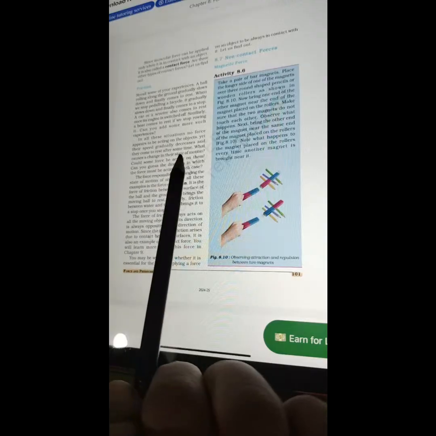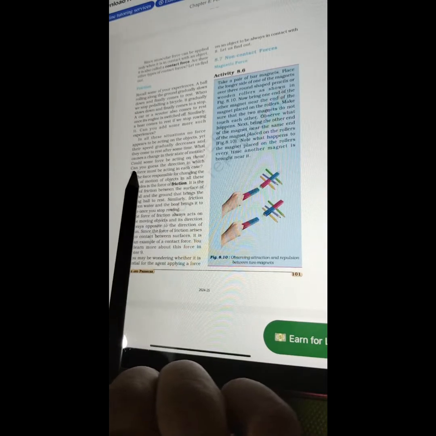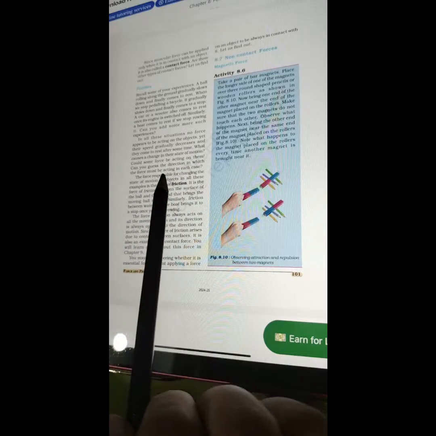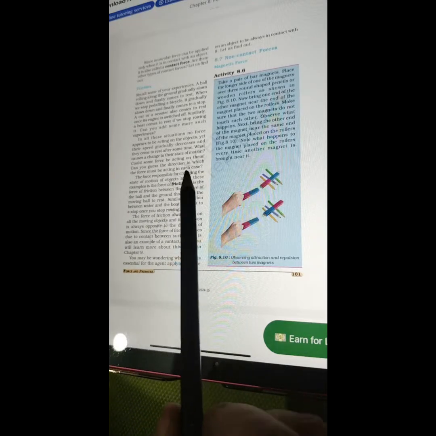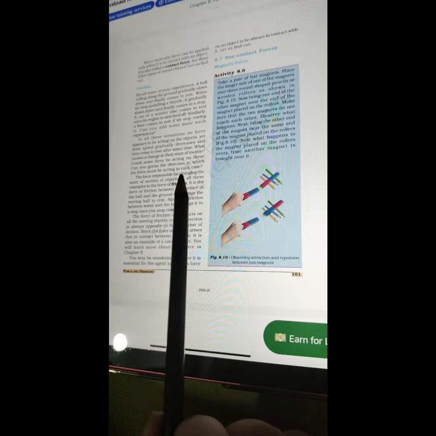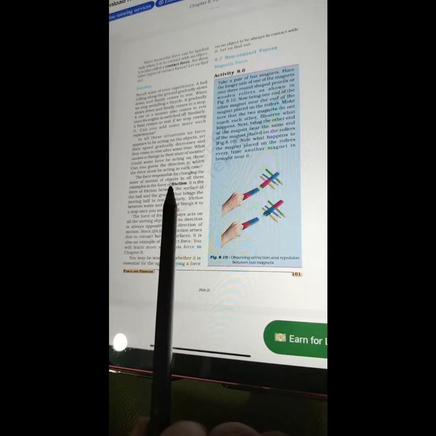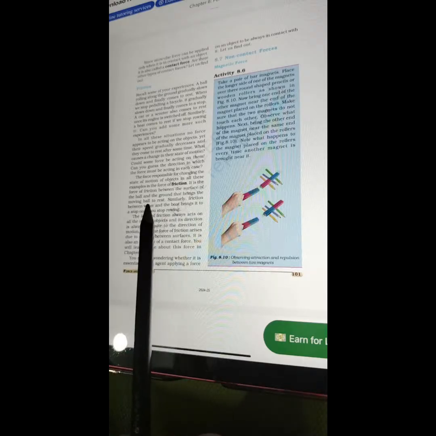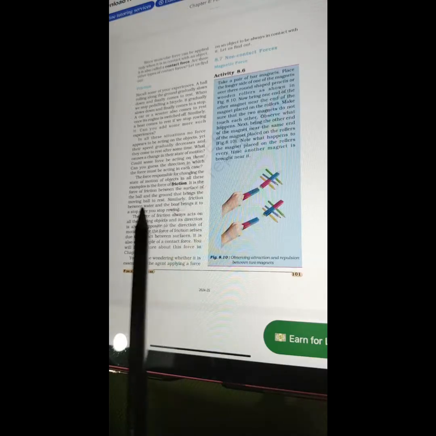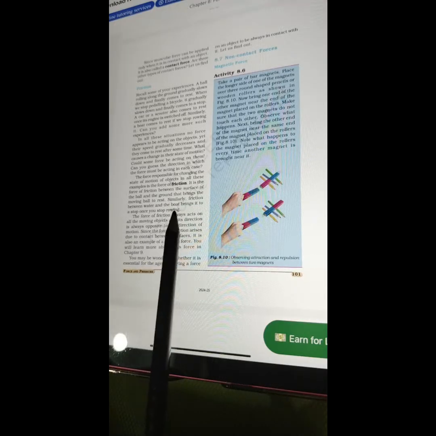What causes a change in their state of motion? Could some force be acting on them? Can you guess the direction in which the force must be acting in each case? The force responsible for changing the state of motion of objects in all these examples is the force of friction. It is the force of friction between the surface of the ball and the ground that brings the moving ball to rest. Similarly, friction between water and the boat brings it to a stop once you stop rowing.